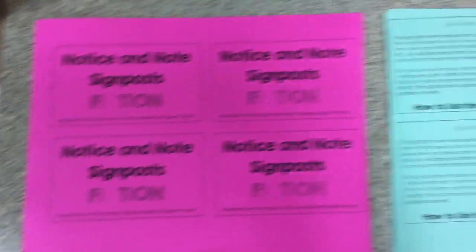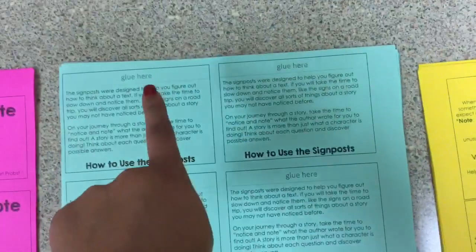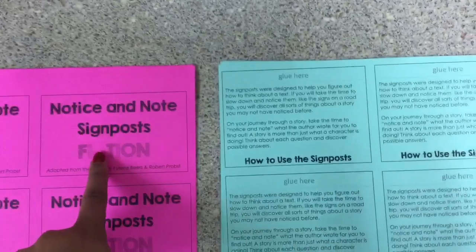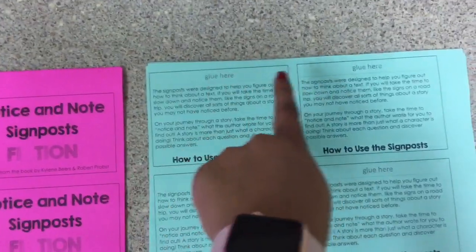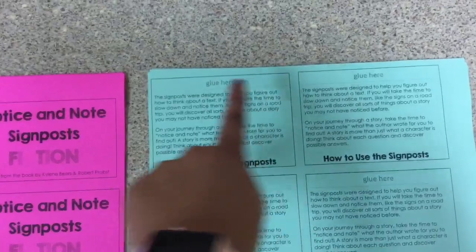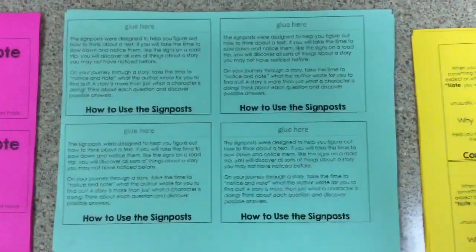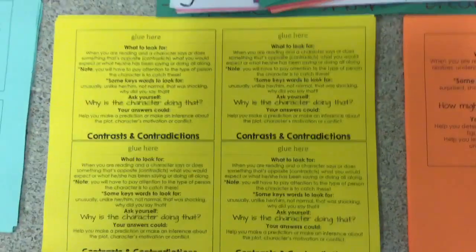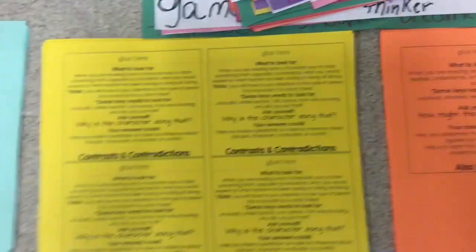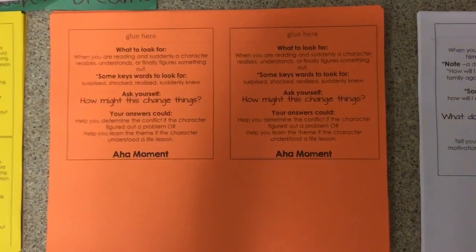So you start with the cover, then we have how to use the signposts. Notice it tells you glue here. So when this one goes underneath this one, you only glue on the strip. I'm going to say it again. Only glue on that strip. So how to use. We're going to go to contrast and contradictions. Getting a little bit bigger. Only glue at the top. Aha moment. A little bit bigger. There's only 2 of these.